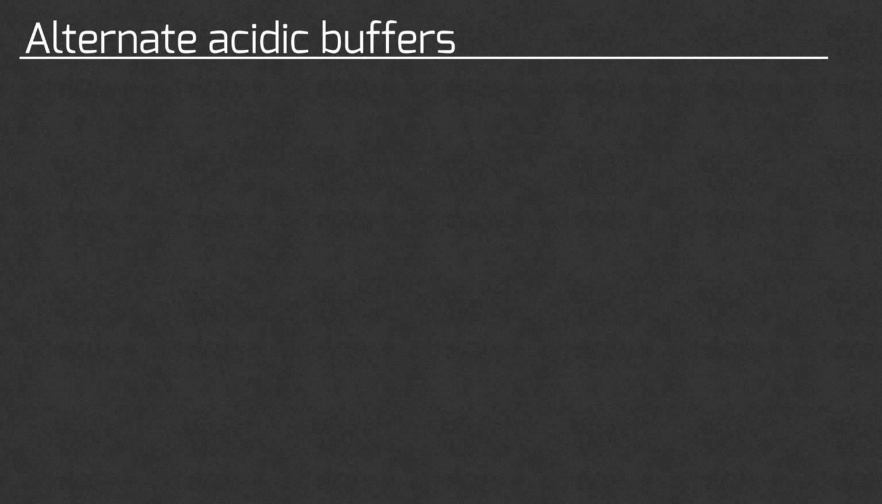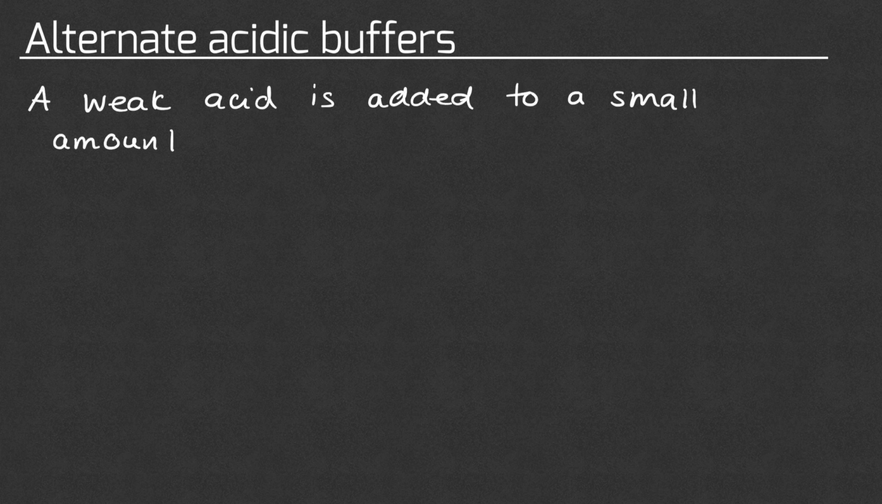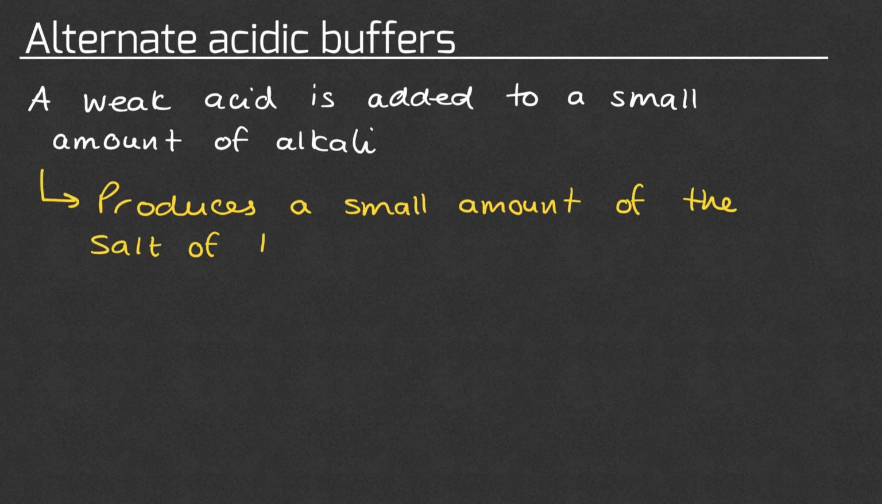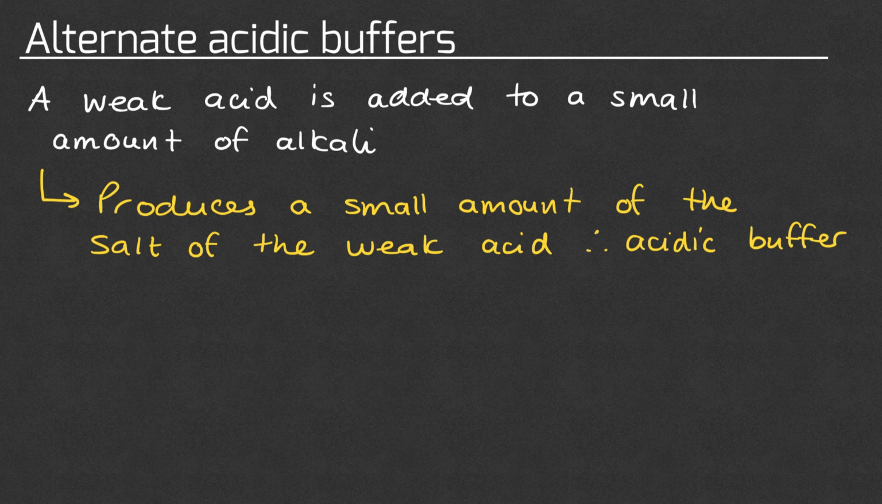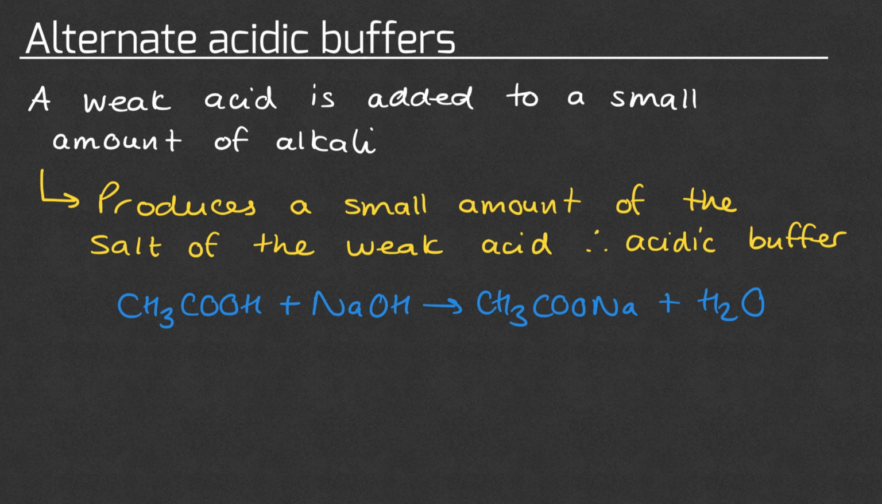There is another way we can make acidic buffers though. We can add a weak acid to a small amount of an alkali. Now this produces a small amount of the salt of the weak acid, therefore producing an acidic buffer. So for example, if we reacted ethanoic acid with a small amount of sodium hydroxide, we would produce some sodium ethanoate and water. However, we would still have some of the ethanoic acid left over.